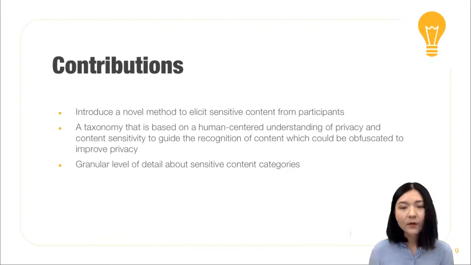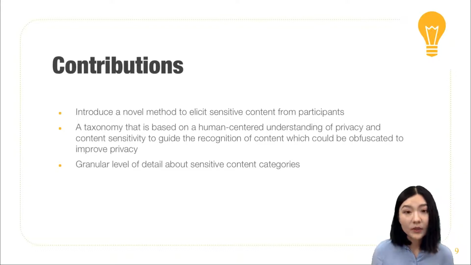Here are the contributions of our work. We introduced a novel method to elicit sensitive content from participants. It removes many of the barriers in collecting private content by providing participants with alternative ways to identify sensitive content that preserve their privacy. And we conducted two studies. In study 1, we collected photos that contain sensitive content from participants. And in study 2, we conducted an in-person card sorting to group the 181 unique pieces of raw sensitive content into 28 categories and generated a taxonomy.